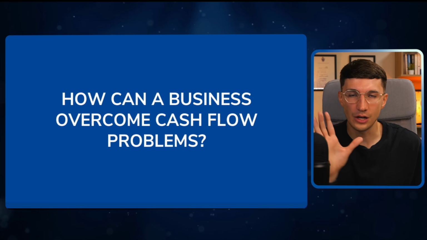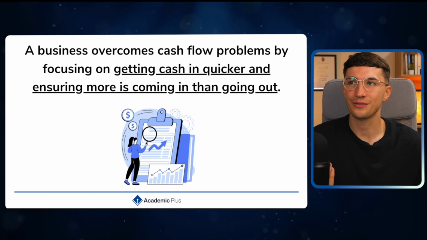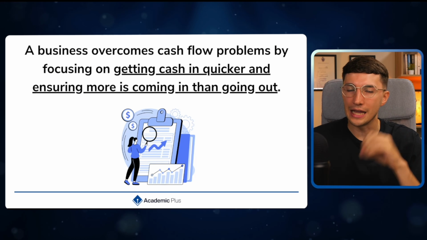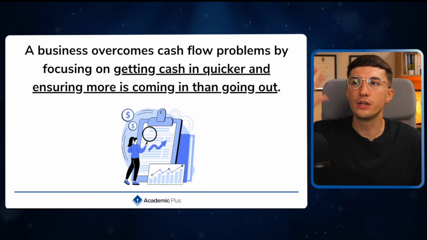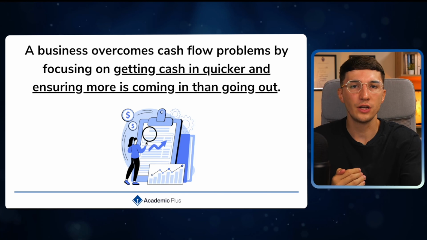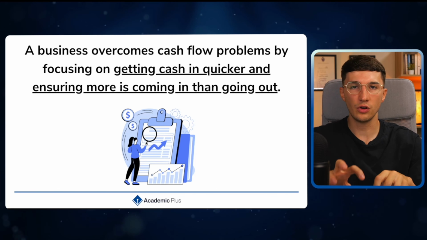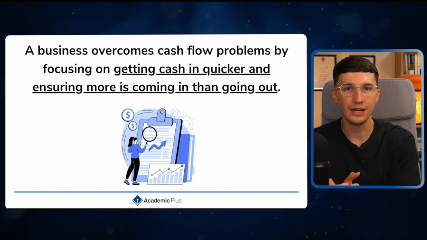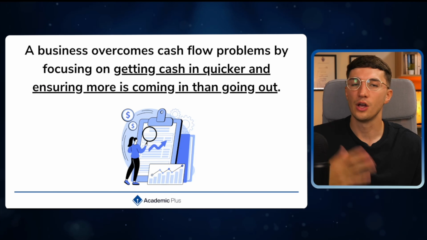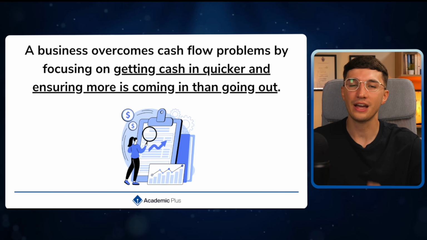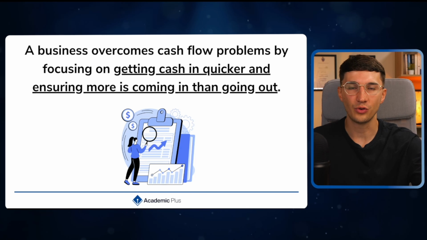How can a business then look at overcoming these cash flow problems? Well, identifying them as soon as possible is obviously the key for this. But you can start to overcome this by finding a way to get cash into the business quicker than it's going out. So you need to look at managing those trade receivable days and those trade payable days. Receivable days, how long it takes for your customers to pay you. Trade payable days, how long it takes you to pay your creditors.